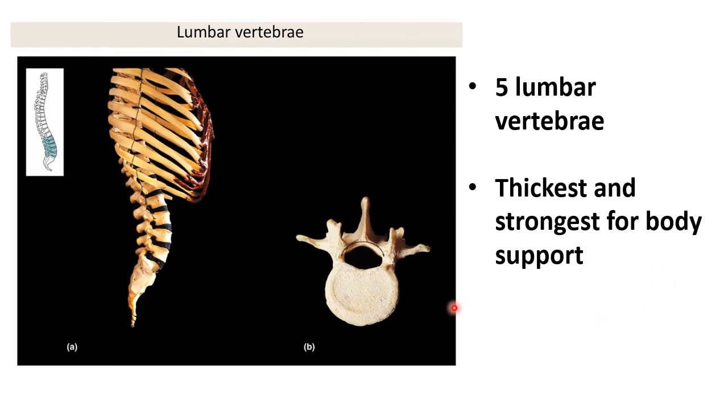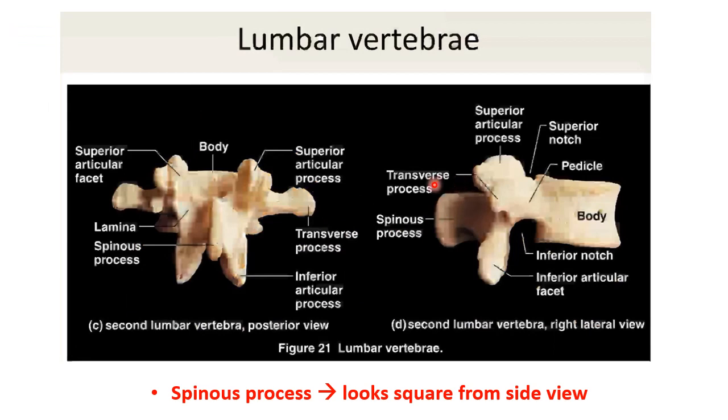Now they fit in each other quite tightly. So that is advantageous for support, but is not very advantageous for motion, like for movement. So they don't move as much as the others. So the characteristic is a square spinous process when you look from the side, a very solid body, and it kind of looks like a moose.